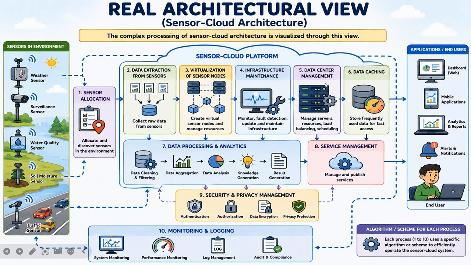Then comes the data center management, which manages servers, resources, scheduling and load balancing. Now frequently used data is stored in the data caching for faster access, and the collected data then goes through the data processing and analytics, where the data is cleaned, filtered, analyzed and converted into useful information.